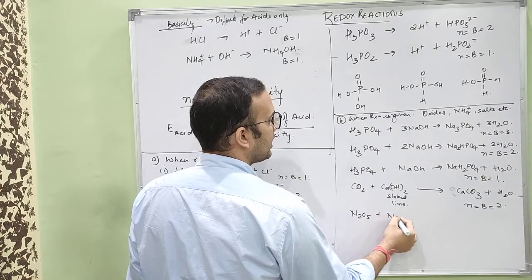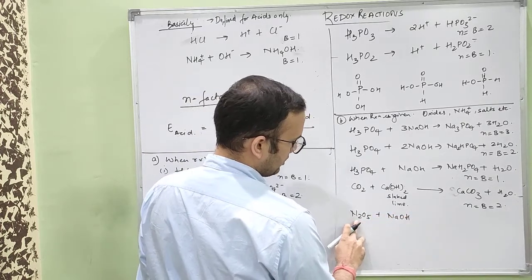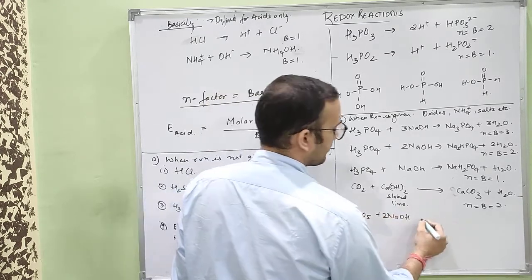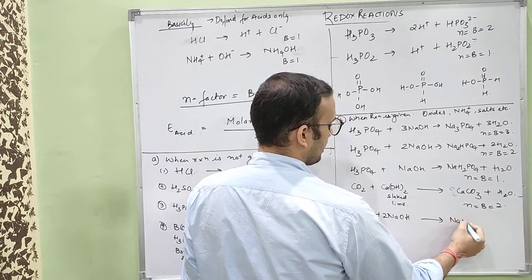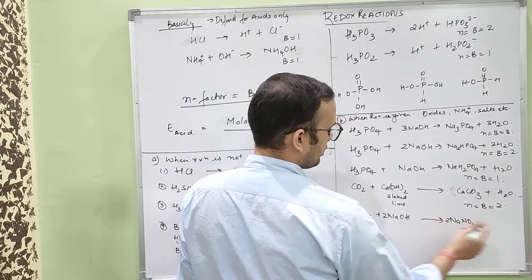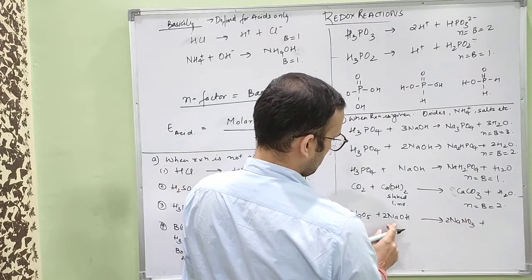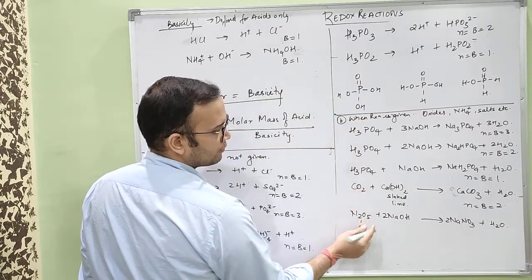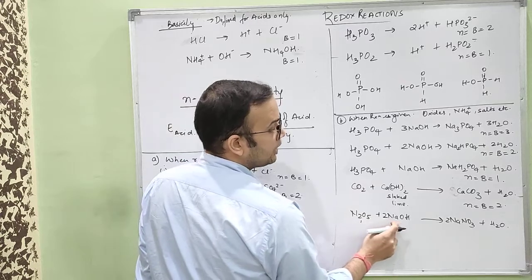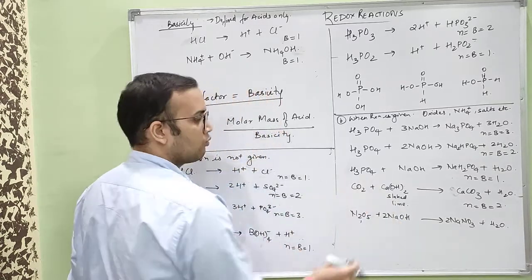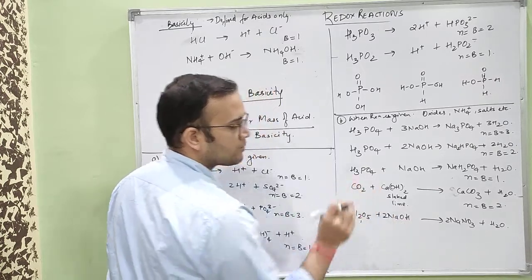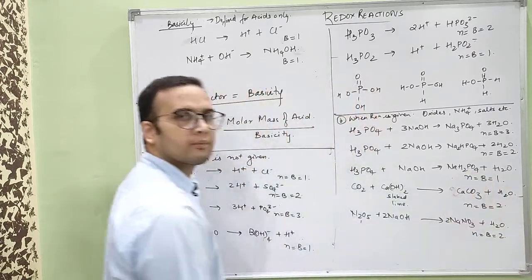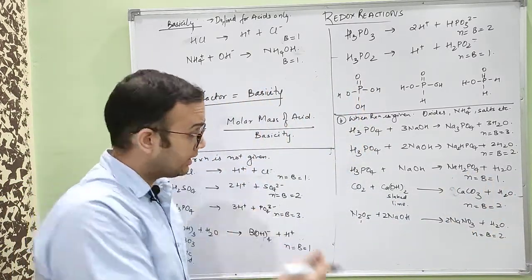N2O5 plus NaOH. If I give you H2 and 2NH3, let's say we will get 2NaNO3 plus H2O. Here you can see one molecule of this is absorbing 2 OH minus ions. 1 mole of this is absorbing 2 moles of OH minus ions. Then in this case again, N will be equal to B, which is equal to 2. Getting my point? NH4Cl, let's take this example.